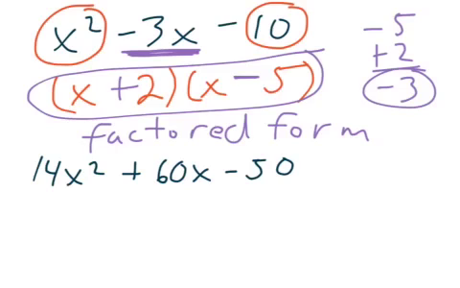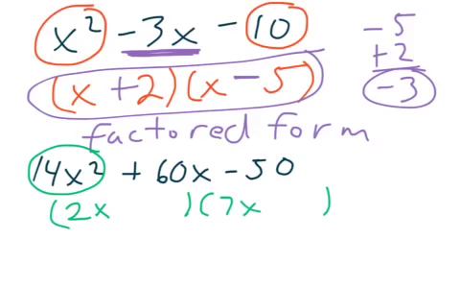Okay, well, obviously it's a little bit harder, but see that 14x squared? There's one real good way to do that, isn't it? How about 2x times 7x? Do you agree that 2x times 7x is 14x squared? It sure is. Now what about that 50? Well, 50, isn't that normally 10 times 5?